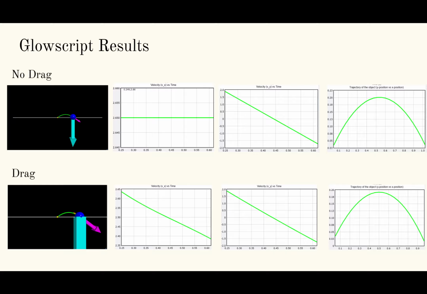Here we can see our Glowscript results, where the no drag has a flat velocity at Vx versus time, and we can see that with the drag the velocity is no longer constant. We can see that it is now changing in the negative x direction. Additionally, in the y versus x graph on the very right, we can see that with drag, the height and the distance are no longer as great as they were without drag.